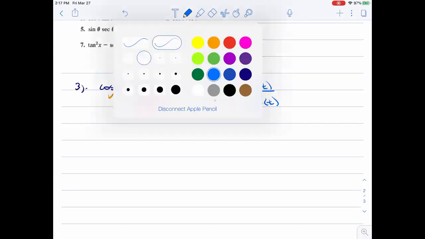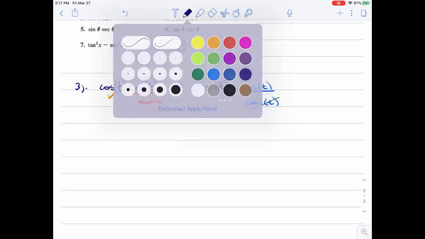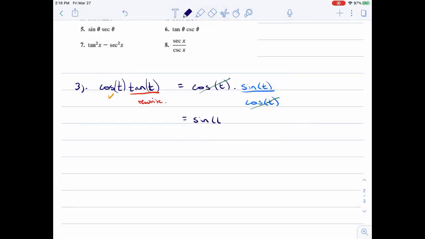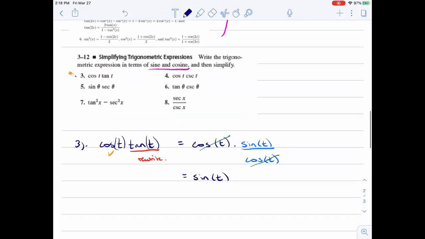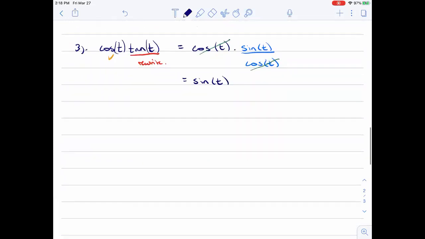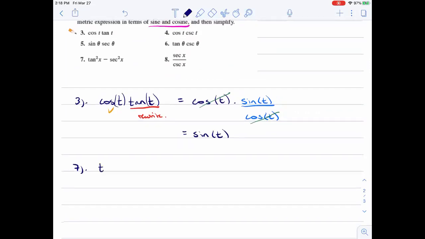What's nice here is that this cos of t cancels with this cos of t, right? So all I'm left with is the sine of t. Right? So now that's how I'm going to go ahead and simplify the rest of these. So let's do 7 and 8 together. I'll leave the rest of them to you. So 7 has tan squared x minus secant squared x.